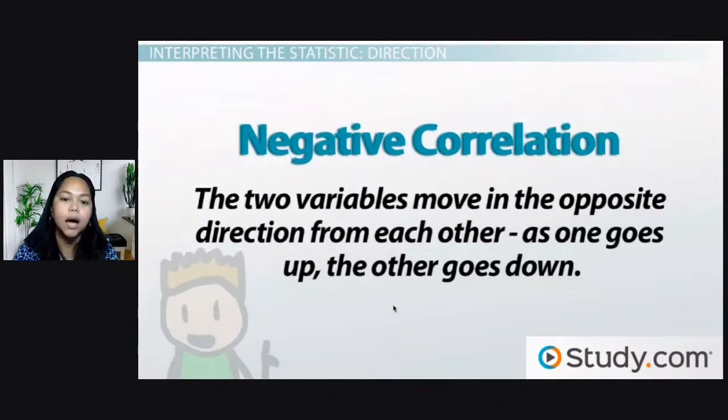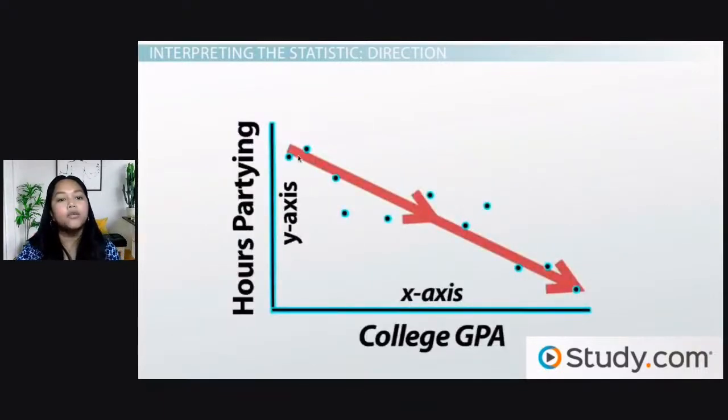As one goes up, the other goes down. So, ito yung hinahanap natin kanina kasi sabi opposite. They're moving in the opposite direction. So, dapat negative yung sign ng inyong number, ng inyong correlation. Okay? So, if you are looking at a graph, ito yung magiging itsura niya.